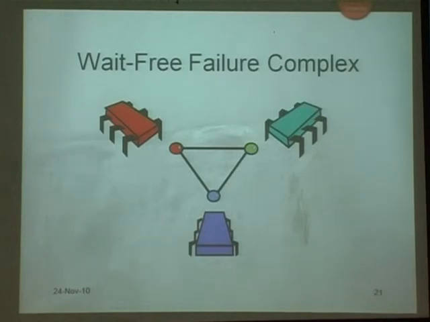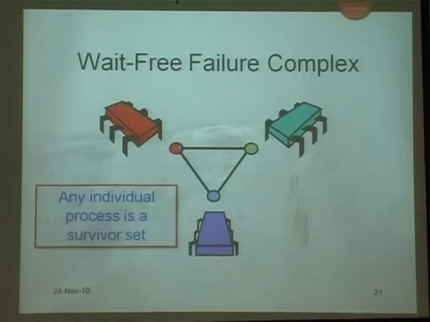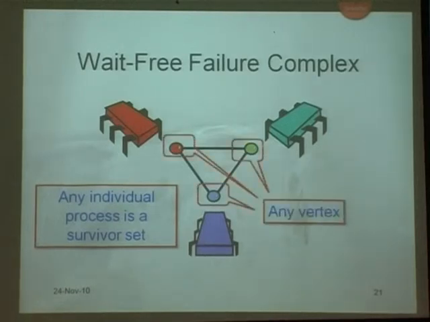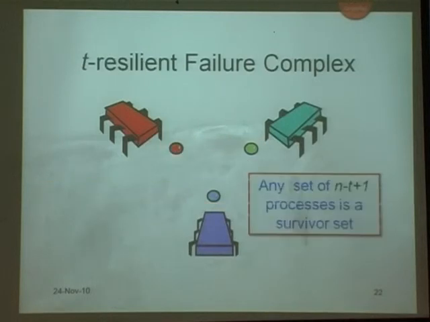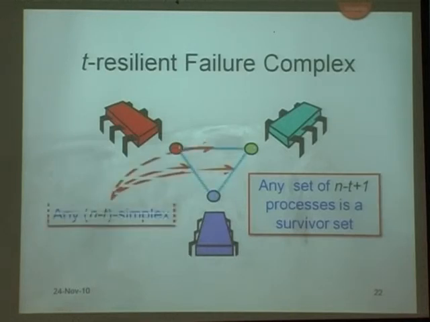So for the wait-free failure complex, any individual process is a survivor set, because some process has got to survive, but we don't guarantee that any more than that survive. So any vertex in this complex is a survivor set. For t-resilient, any set of n minus t plus 1 processes is a survivor set. Again, the plus 1 is because we have n plus 1 processes instead of n. So in that case, any n minus t simplex is a survivor set.